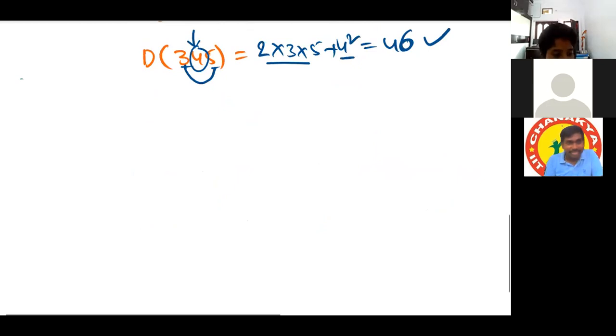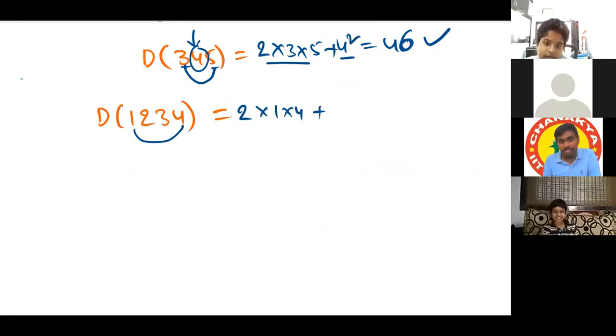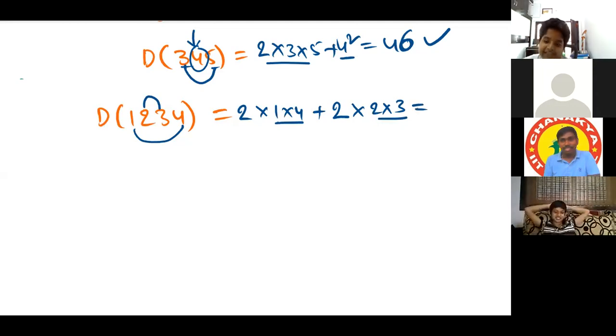Can you tell what is the duplex of 1, 2, 3, 4? Let me explain. 2 times of product of end digits, 1 into 4, plus again 2 times of 2 into 3, one pair each. Okay, I understood. How much is it? 8 plus 12 is 20.